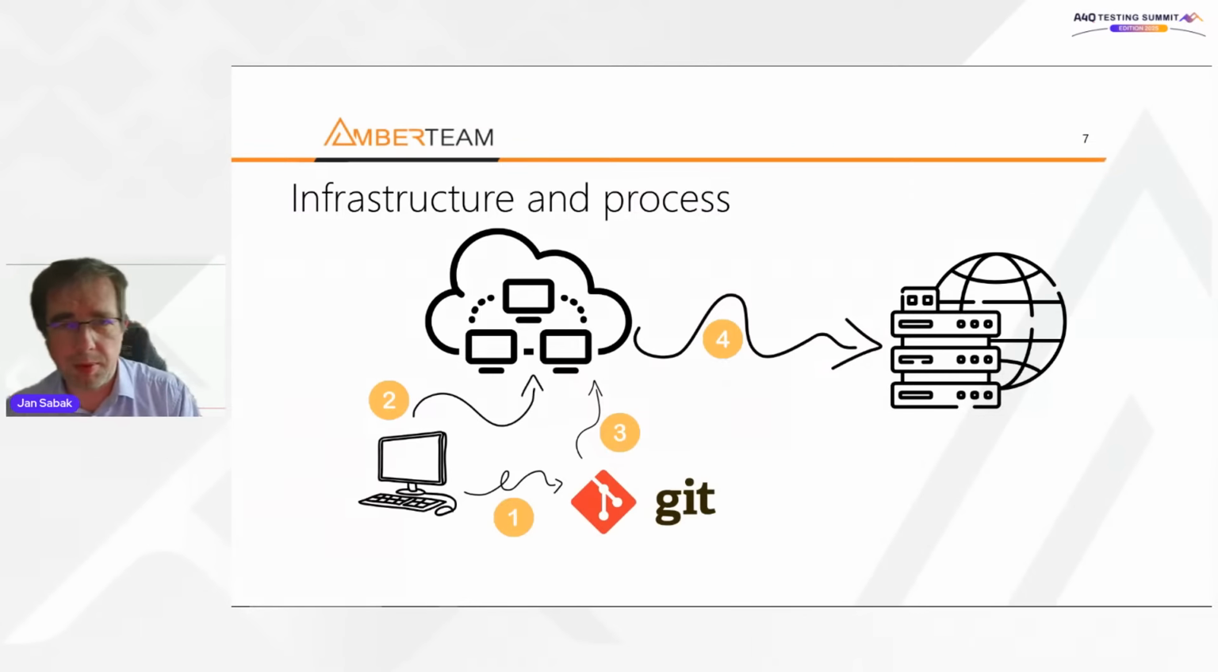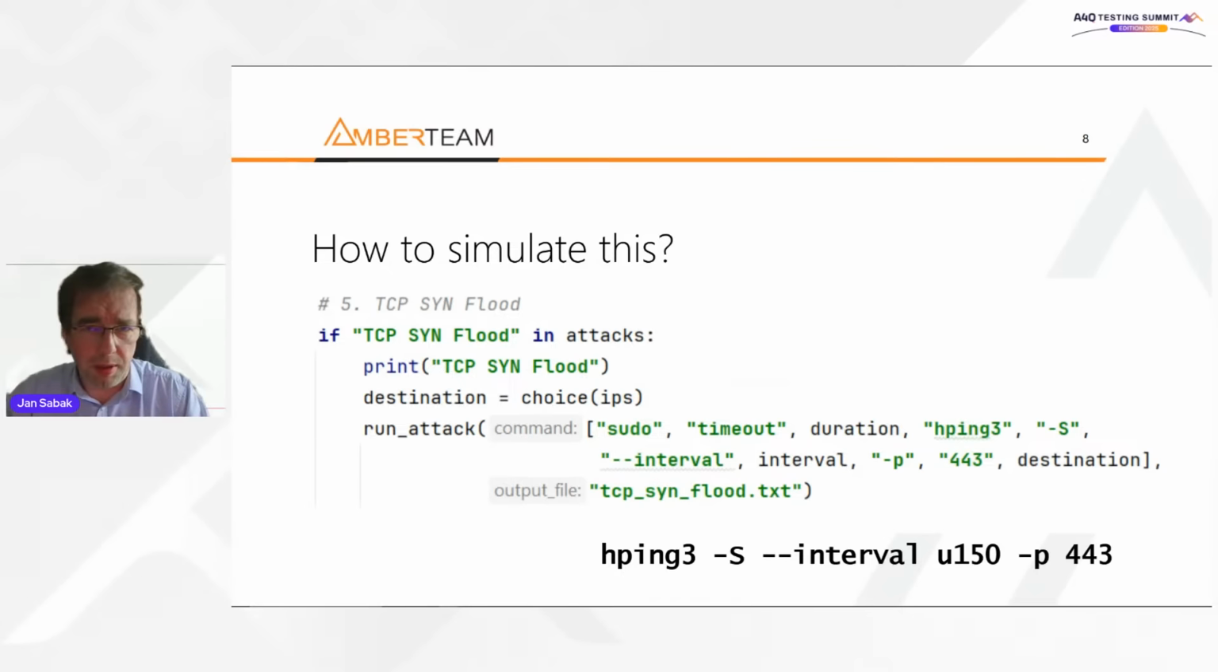Okay, so what's in our scripts? For flood attacks, we are using the hping3 tool. It's an open source tool. You can download it. You can try it at home if you want. So hping3 is a tool to simulate UDP and TCP network throughput.